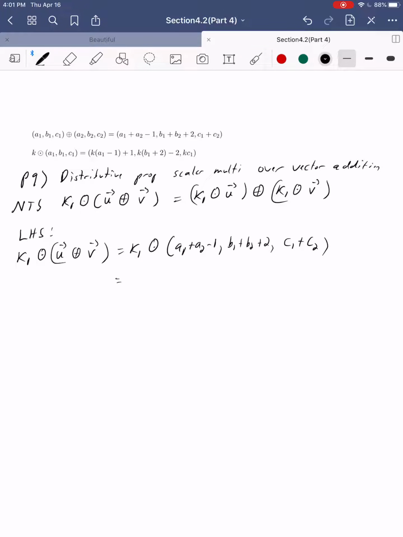Okay, and then we're going to distribute this guy onto these. So that looks like it's going to be parentheses K1. Then we take 1 away from what was in here. So A1 plus A2 minus 1 plus 1. And then on this guy, we do the same, except we're going to add 2. So this guy looks like it's going to be K1, B1 plus B2 plus 2 plus 2. And then we subtract 2. And finally on this guy, we just get K1, C1 plus C2.